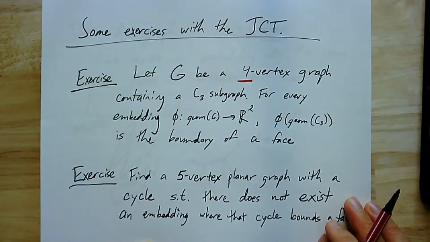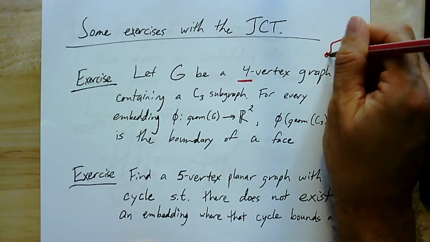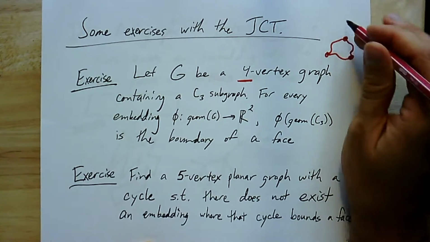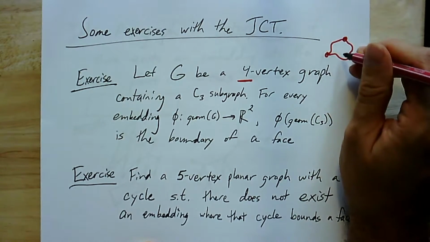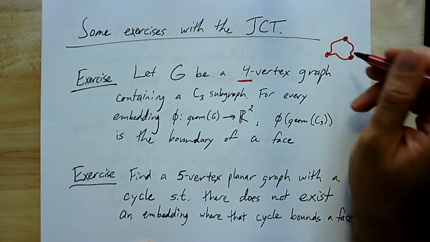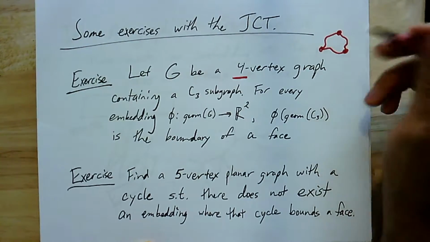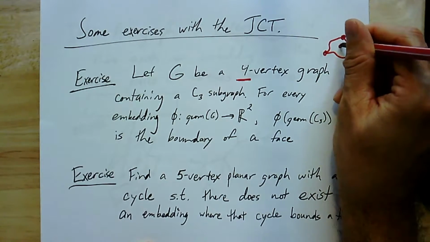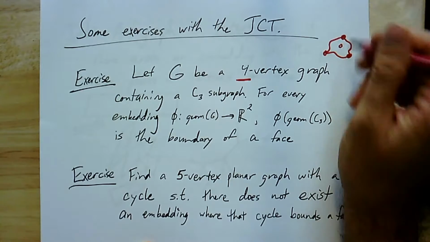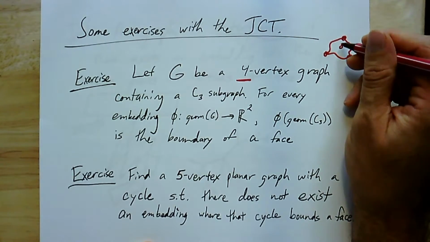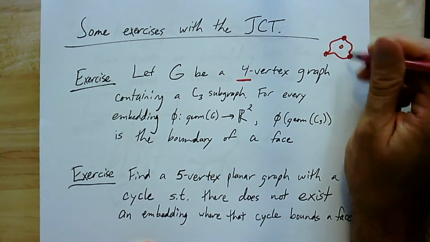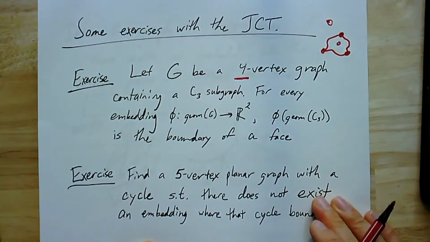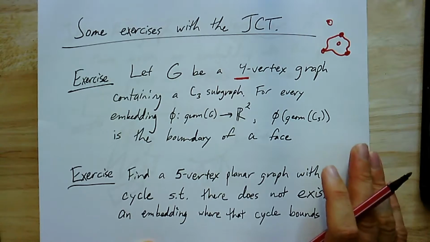So there's no way to take that cycle, if the graph only has 4 vertices, and put the 4th vertex and the rest of the graph somewhere that's going to cause this to not be a face. And the intuition, I think, is that it either has to be inside or outside. So if it's inside, then that triangle is the outer face. And if it's outside, the inside of the triangle is a face. And you can prove this by the Jordan Curve Theorem.